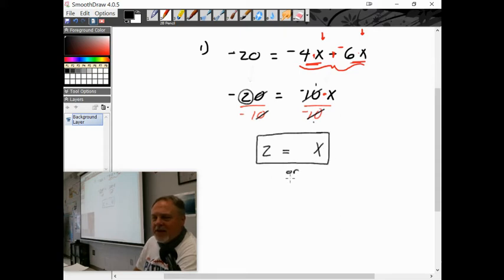And if you're one of those people that has to have the variable on the left side, you could say that x equals 2.